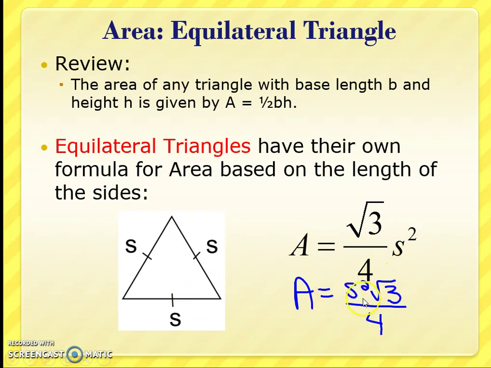So another way of writing it is s squared radical 3 over 4. Just put this in the front here. So it's the same thing. You can write it this way and this way. So this is the formula for an equilateral triangle only. Every other triangle is half times base times height, but this one is radical 3 over 4 s squared. So it's a special formula for an equilateral triangle when you try to find the area.